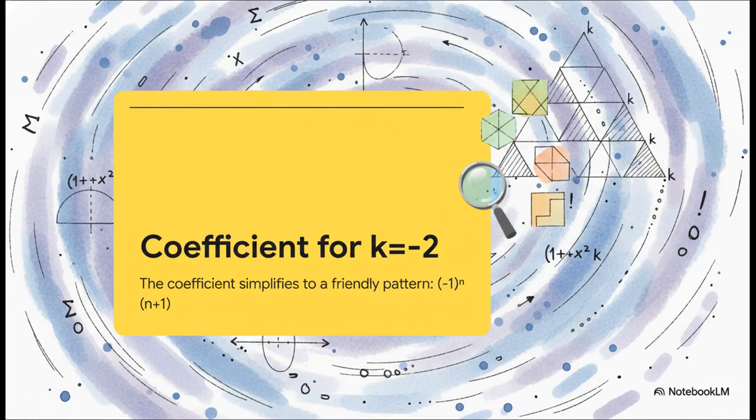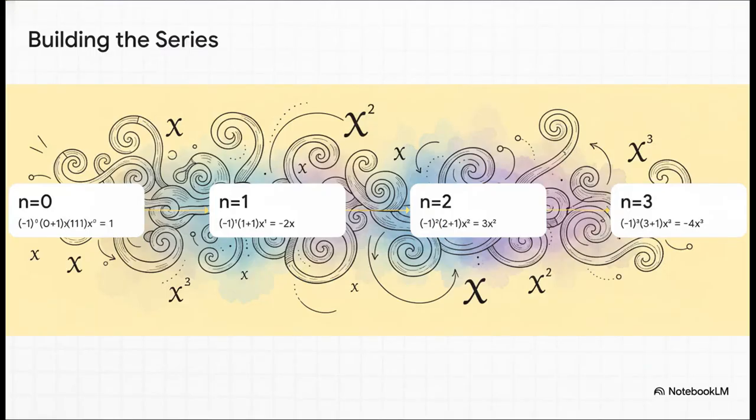Now here's something really cool that happens. For certain integer values of k, that big, clunky binomial coefficient calculation actually simplifies into a much friendlier little pattern. When k is negative 2, the coefficient is just negative 1 to the n times n plus 1. This is going to make our calculations way faster. So using this little shortcut, we can just crank out the terms like it's nothing.